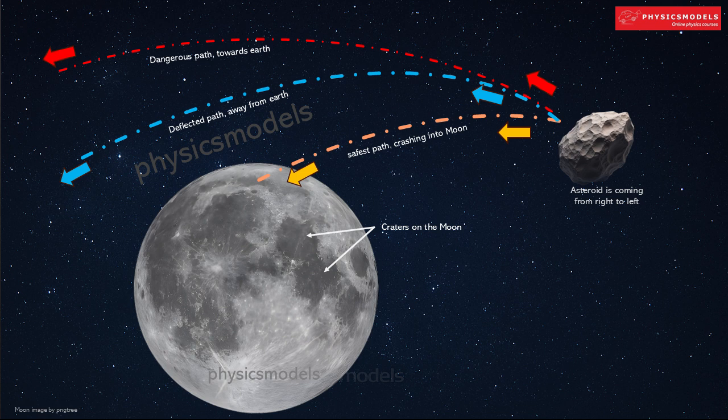a great contribution of the moon by exerting gravitational force and deflecting the asteroid's trajectory so that it doesn't fall on us. The third option is the orange trajectory, where the asteroid crashes directly onto the moon's surface, creates a crater, which is okay for us, and the moon has saved us from another hit. The beauty of the gravitational force is that it helps deflect these asteroids.